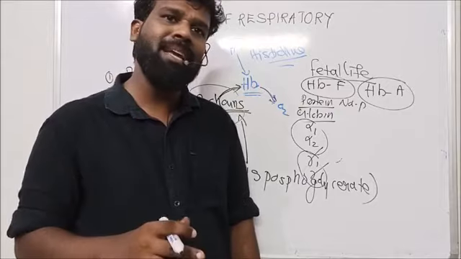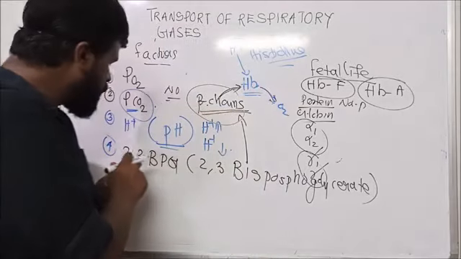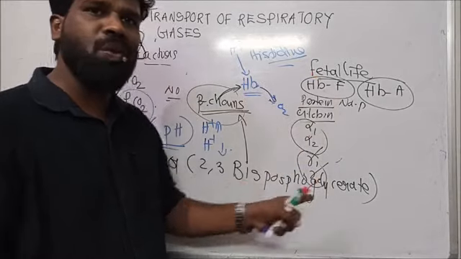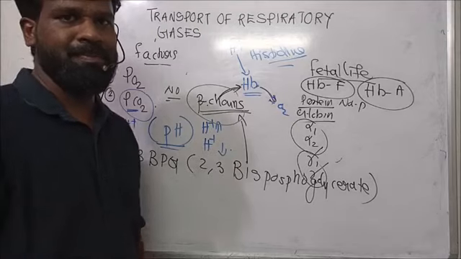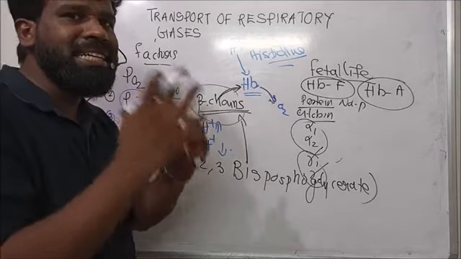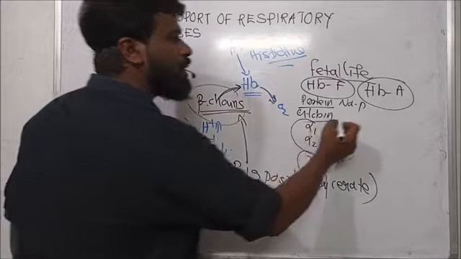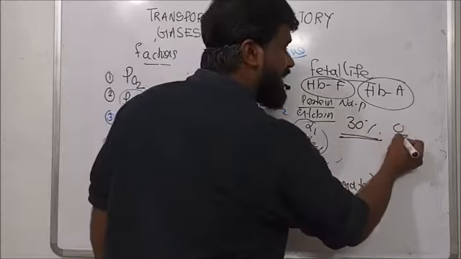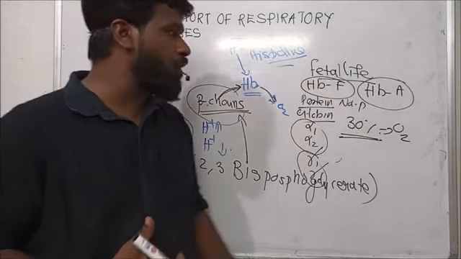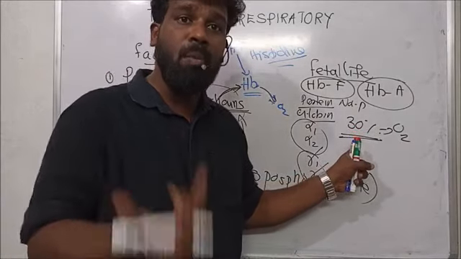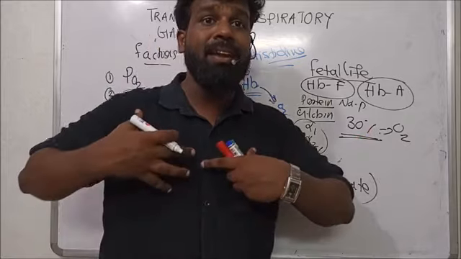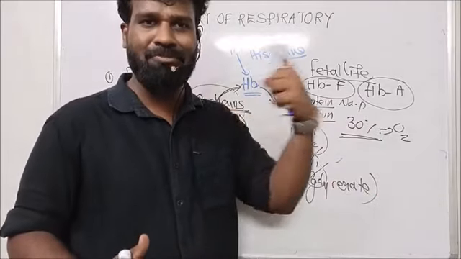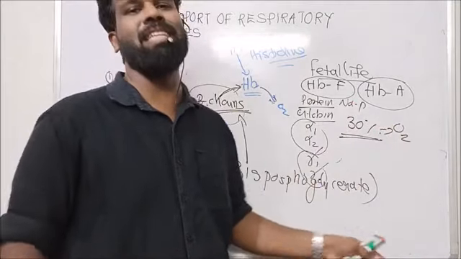That means this fetal hemoglobin has no affinity to 2,3-bisphosphoglycerate. Fetal hemoglobin has no affinity to this BPG. As a result, this fetal hemoglobin has about 30% more affinity to oxygen than adult hemoglobin.